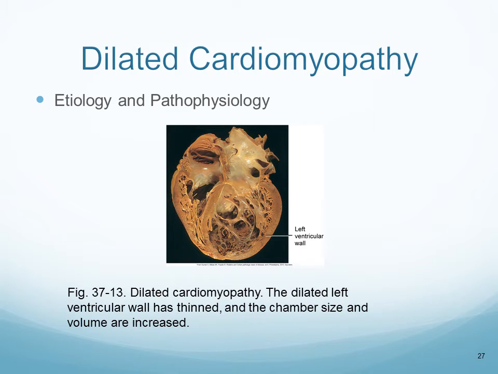I want to spend our last couple of minutes talking about cardiomyopathy. There are two main kinds of cardiomyopathy: dilated cardiomyopathy, and on the next slide, we'll talk about hypertrophic cardiomyopathy. Dilated cardiomyopathy is exactly that. We see that the left ventricle becomes dilated, the walls become very thick, and the chamber size becomes very large. I'm going to advance it and talk about hypertrophic.